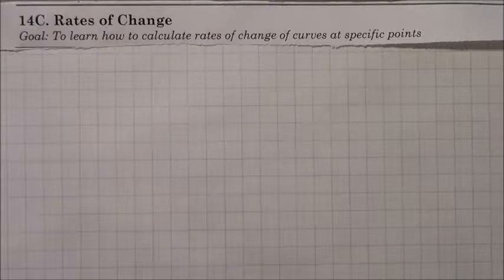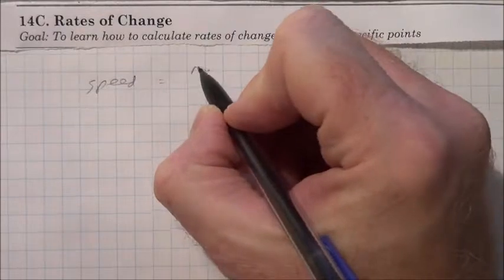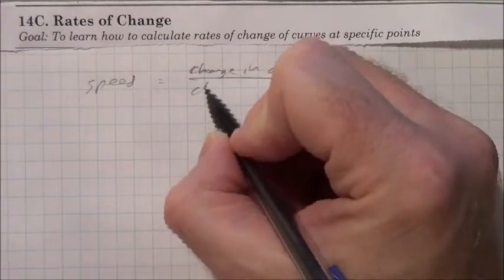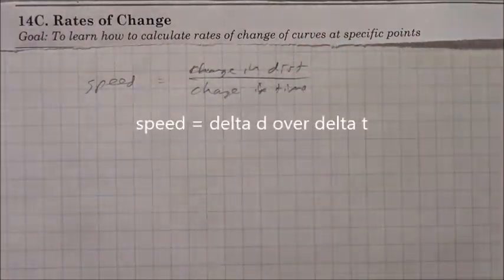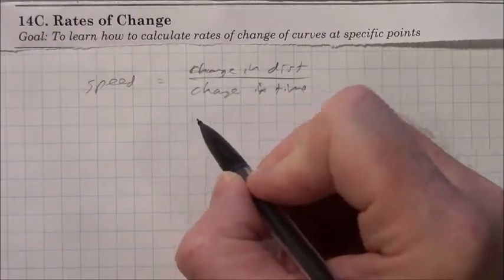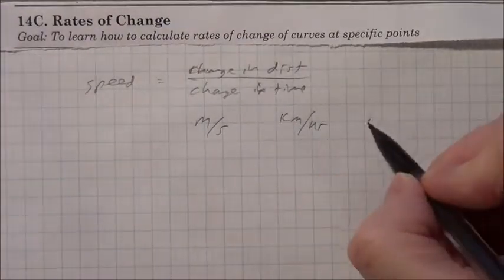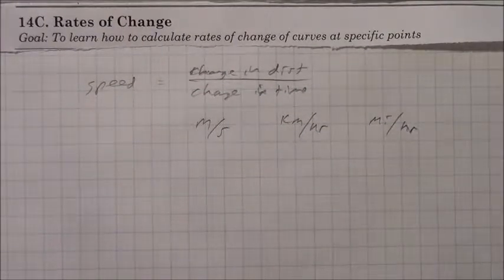One of the more common types of rates that we look at is speed, which is the rate of change of distance over time. So speed is the rate of change, the change in distance over the change in time. And that will give us the speed. A lot of times it'll be in meters per second, or it could be in kilometers per hour, maybe miles per hour. It just depends on the units that we're dealing with.